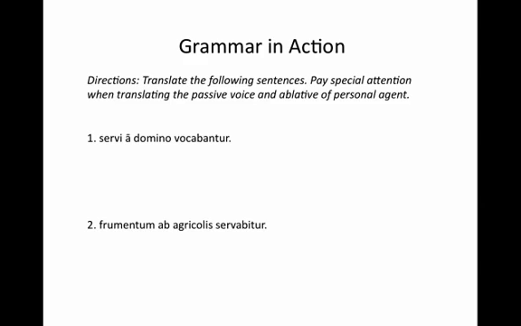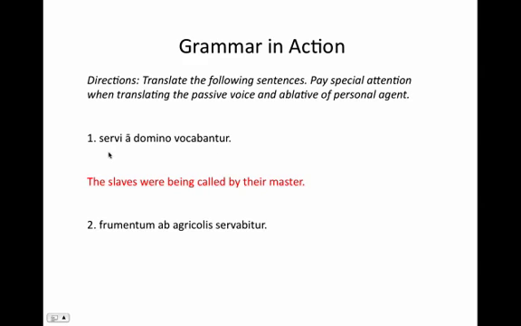Alright, let's review number one. Servi a domino vocabantur. This translates to, the slaves were being called by their masters. Remember, in this sentence, our verb is vocabantur. It is imperfect tense passive voice. So were makes it the imperfect tense, being makes it passive.